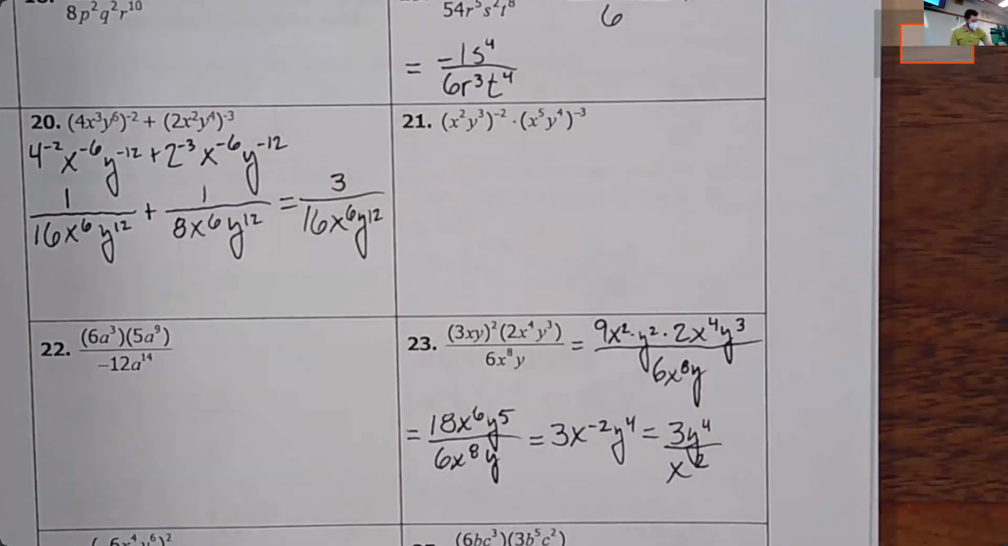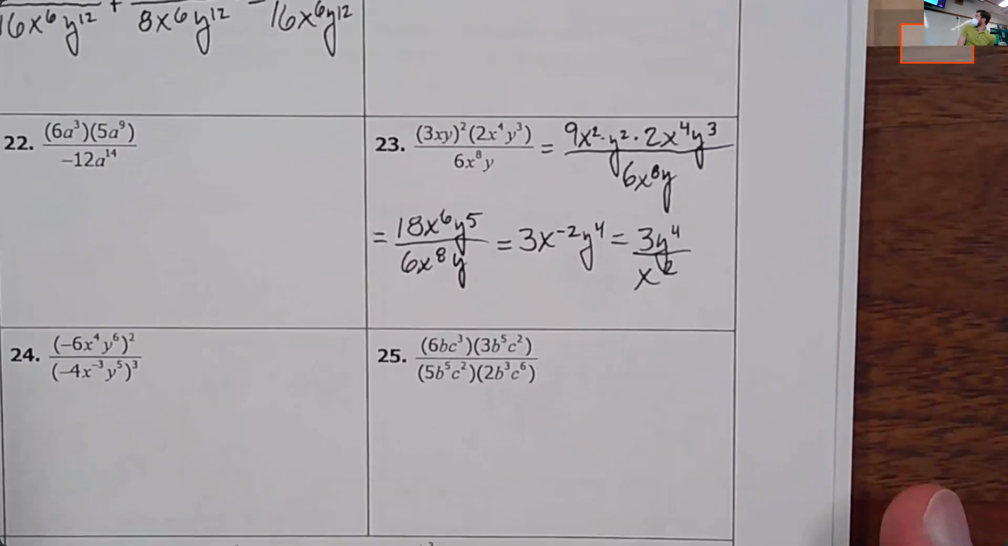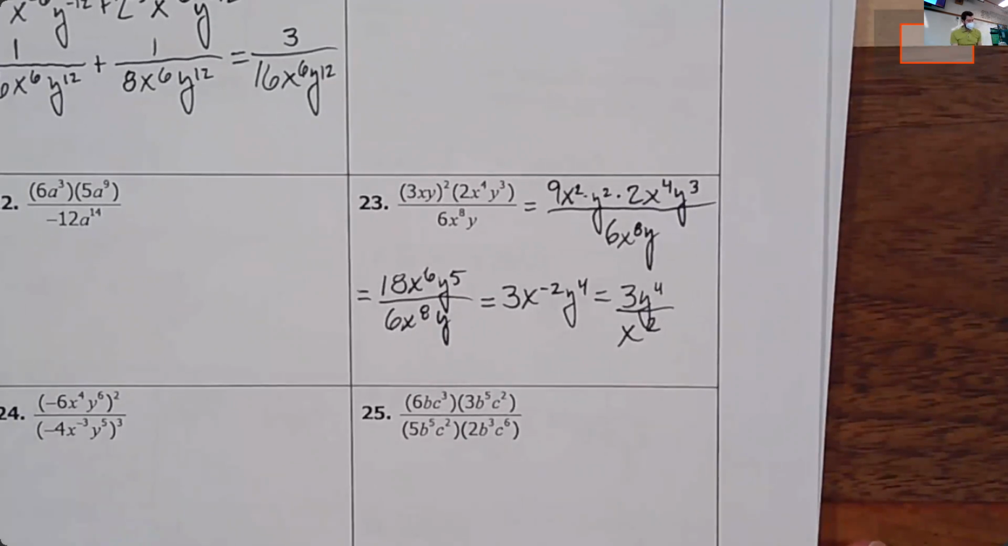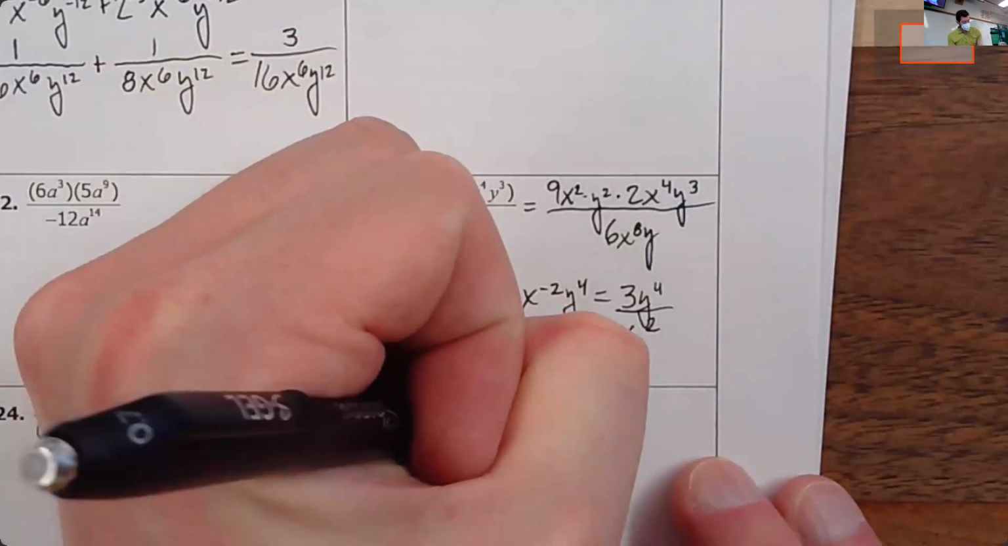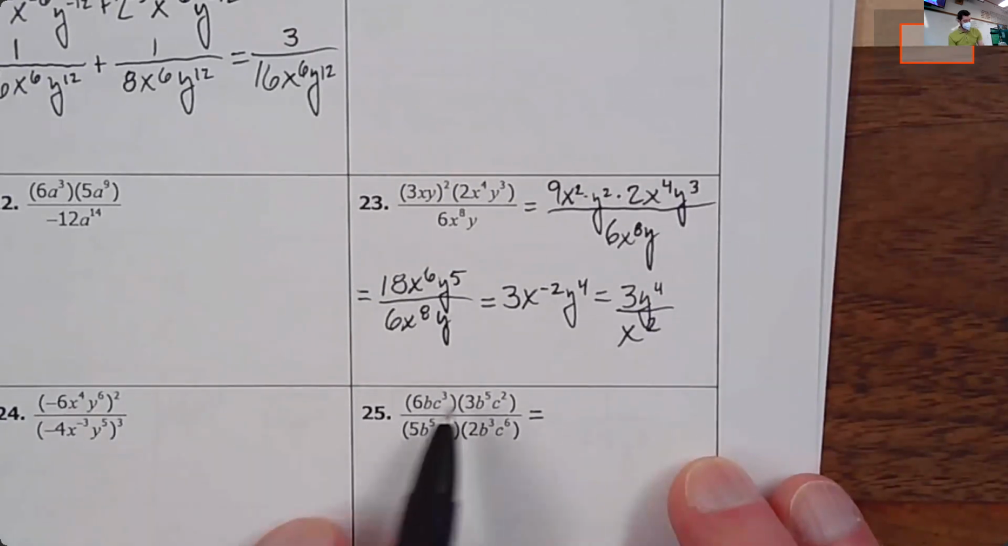25, we'll skip 24, we'll do 25 and then the challenge problem, and then we'll be done. So 25, here we go. We're going to have the product rule on the numerator and the denominator. We're not going to use the power rule at all because there are no exponents on the outside of parentheses here. And then we'll use the quotient rule after that and see if there's anything negative to deal with at the end. So 6 times 3 on the top, that's 18.